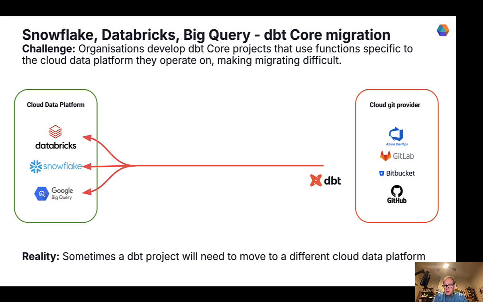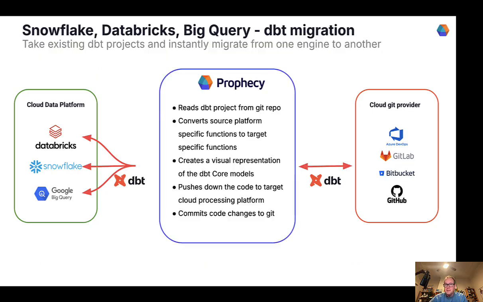The thing is that organizations, as they develop DBT core projects, tend to use functions that are specific to that specific cloud data platform, and that makes migrating difficult. The reality is that sometimes a DBT project will need to move to a different cloud data platform, and that's where Prophecy steps in. We can read the DBT project from the Git repo.